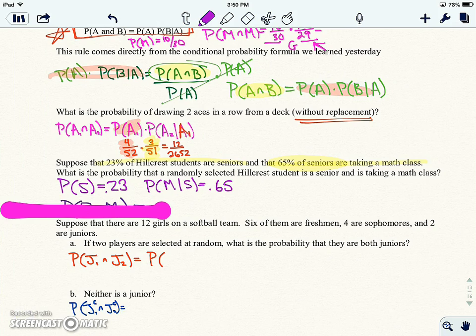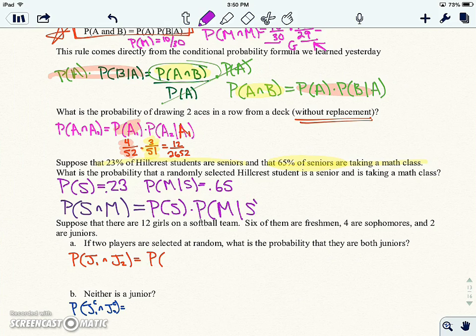Selected Hillcrest student is a senior and is taking a math class. So it's senior and math, and so we're going to use our formula. That is just the probability of being a senior times the probability of taking a math class given you're a senior. And they've already given us the pieces, so that's 0.23 times 0.65, or 0.1495, about 15%. So they'd already given us the pieces for that.